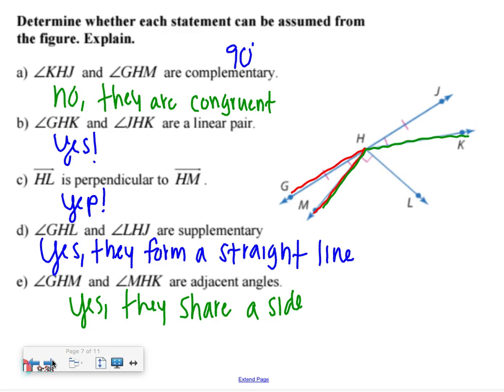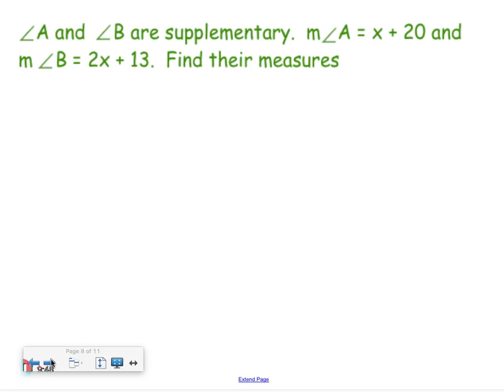So really it's just learning the vocab and then noticing it in the picture. That's a big part of your lesson today. And then the next part is we're just going to throw some algebra into it and see what we can solve for x. So in this example, angle A and angle B are supplementary, which means what?